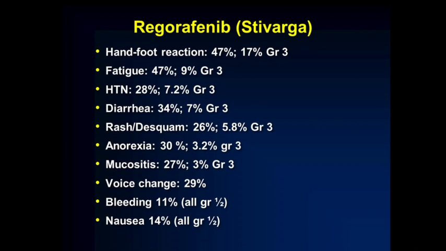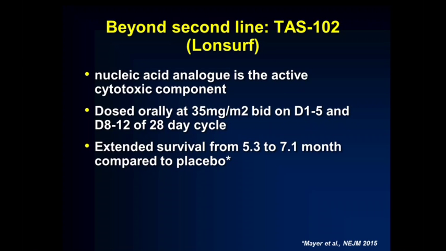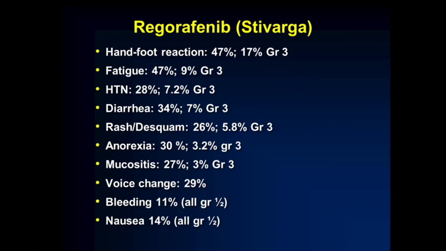This does have hand-foot toxicity, and you can see occasionally severe, where you need to alter the dose. Usually we would start at a lower dose and dose escalate in order to enable them to not get the kind of side effects that they might. You can get fatigue, hypertension, diarrhea, rash and desquamation, anorexia and mucositis, and sometimes some voice changes. Bleeding, as with Avastin, you can sometimes get nosebleeds and rectal bleeding, but you can get this also with the Stivarga as well. You can also get some nausea. But again, you're seeing that toxicity profile with the additional benefit.